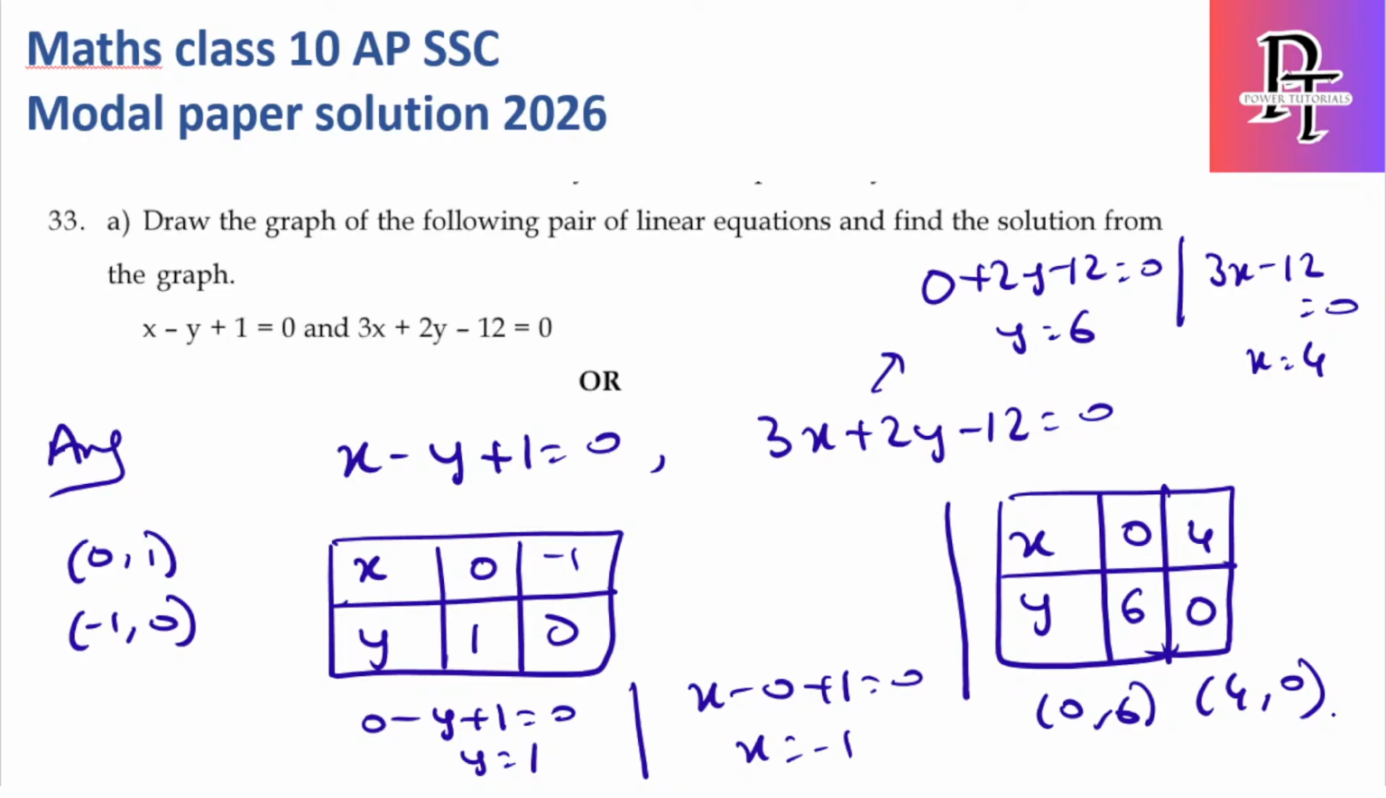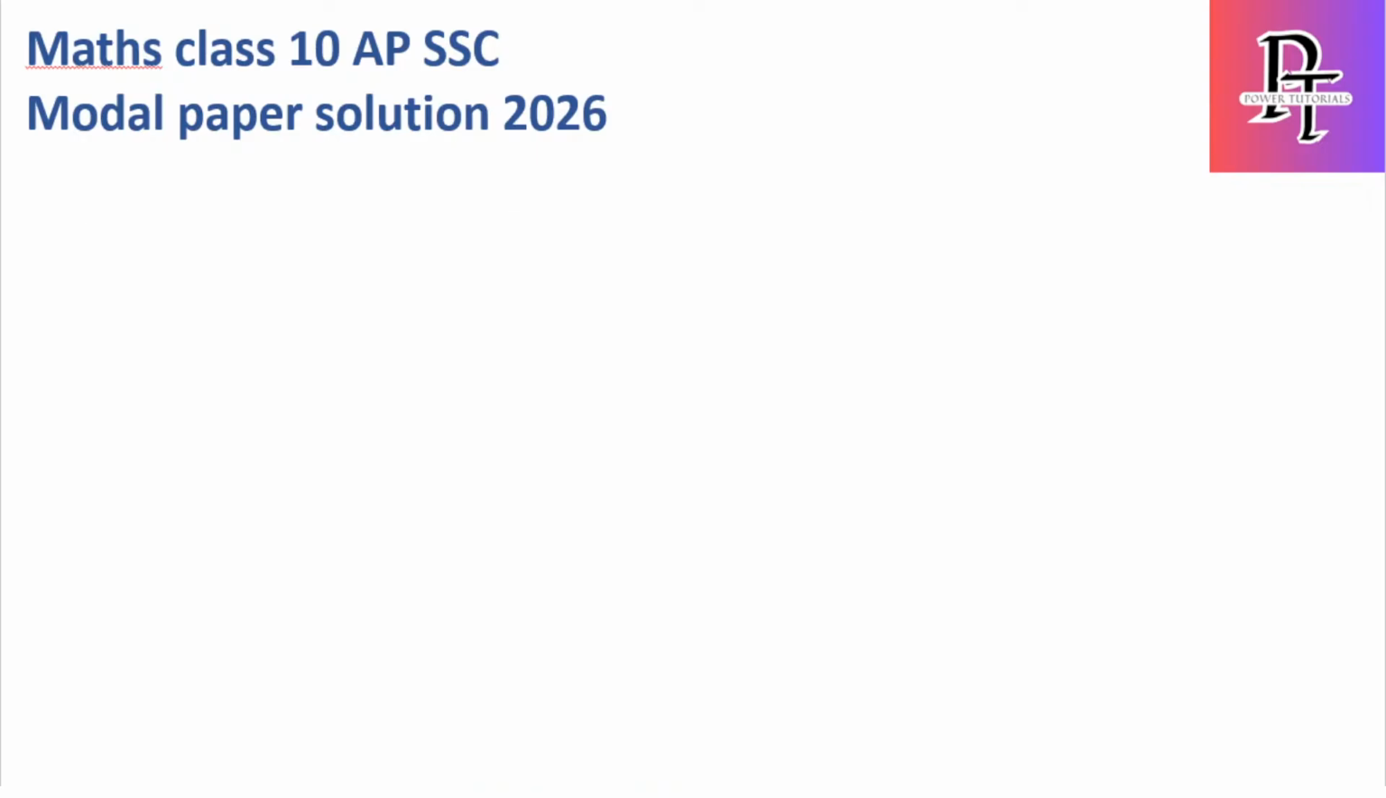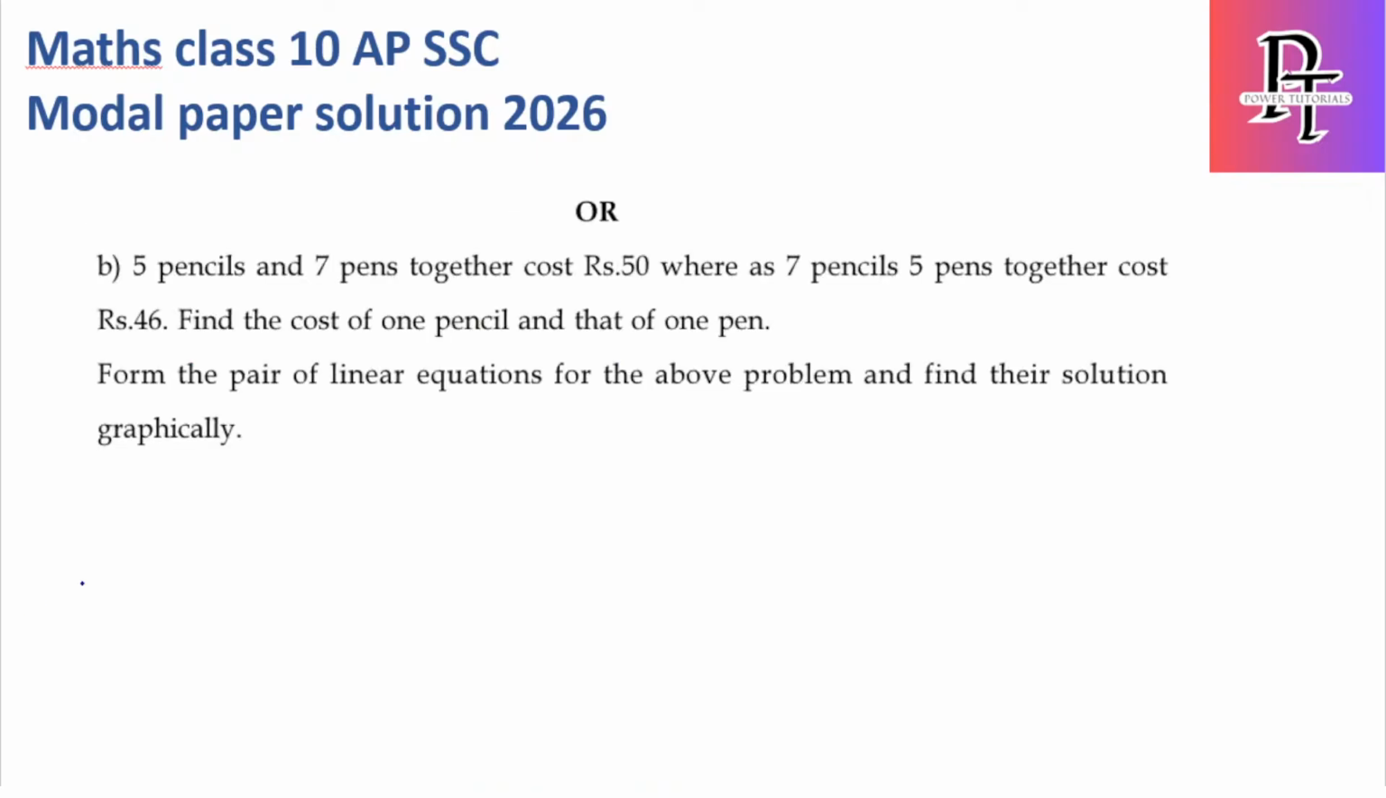Hope you understood how I got these 2 points. Using a graph sheet, you just have to mark them, draw the lines using a scale and pencil, and get the final answer. Same way you have to do for the second question. They're saying 5 pencils and 7 pens together cost this much, and 7 pencils and 5 pens together cost this much. Find the cost of 1 pencil and 1 pen.